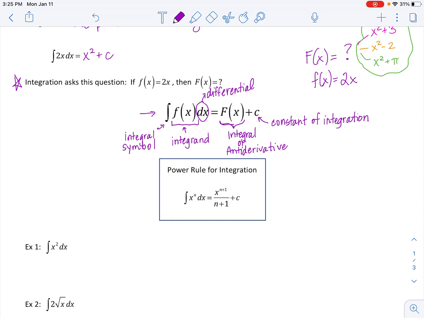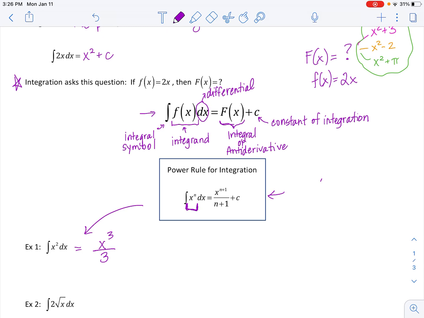We have to systematize how we come up with antiderivatives, and there's really only one rule that's going to get us through a bunch of different sections in chapter 4, and that's the power rule for integration. It's literally the reverse of the power rule for differentiation. If you have the x variable raised to any power, like x squared in example 1, add 1 to the power, so x squared becomes x to the third, and then divide by that same number.